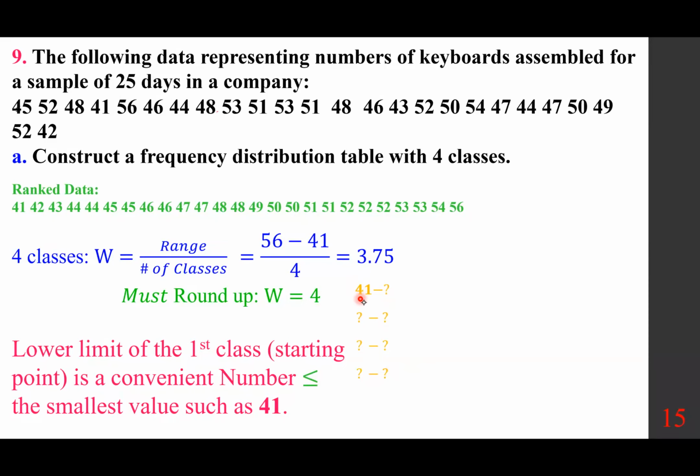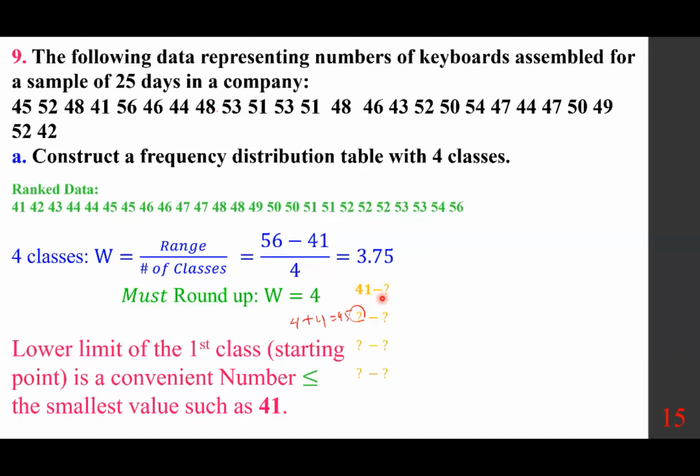Well, we decided the width is 4, right? So remember how we calculate the width? We add 4 for consecutive ones. So for example, here would be 41 plus 4, which is 45. You see that? So you keep on adding: 41, 45, and 4 is 49, and 4 is 53.